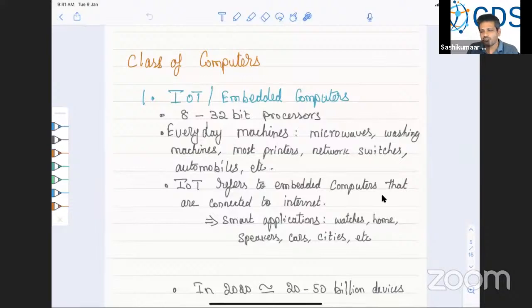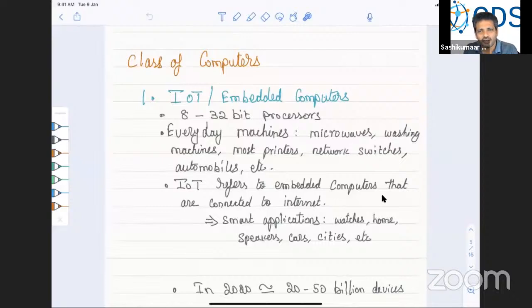Why is it important? Because embedded computers are used in everyday life. For example, the microwave, the washing machine, most printers, network switches, automobiles. All these places already have embedded computers as part of them. We call it a chip, but it is basically the embedded card.